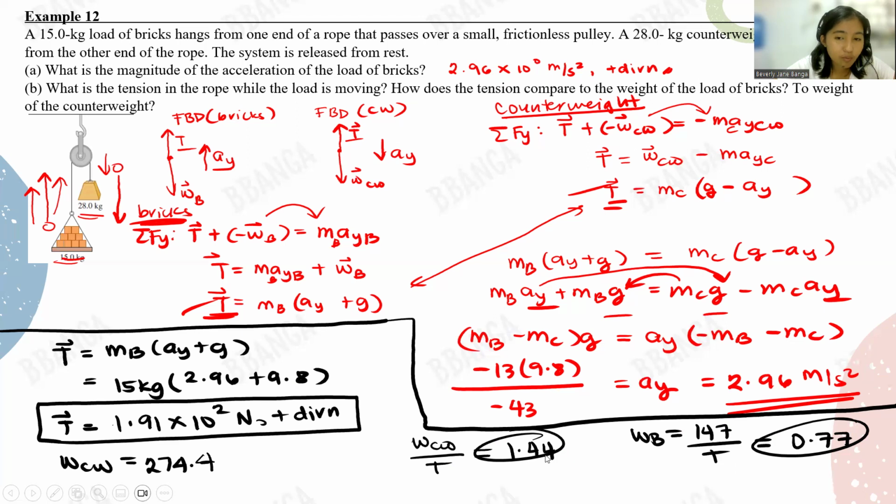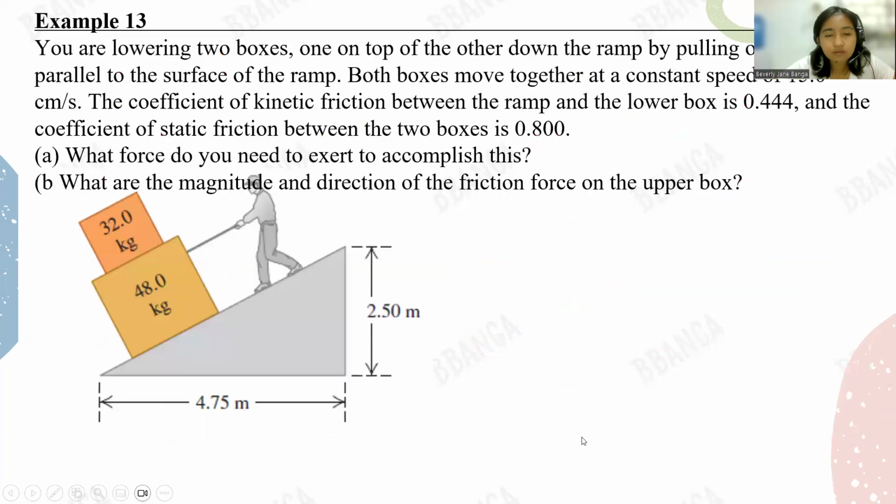And dito naman, 1.44 times ng tension yung counterweight. So kumbaga, itong si tension times around 1.5 para makuha yung weight ni counterweight. Pero kay bricks, less than 1 yung ratio nila. Okay, so yun yung letter B. Okay, next. Let me just adjust the size again.